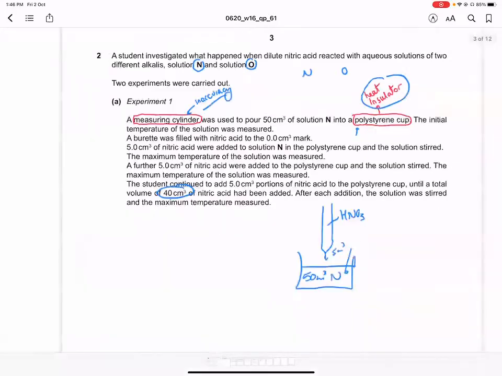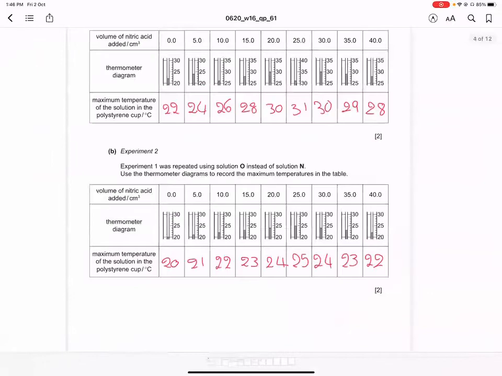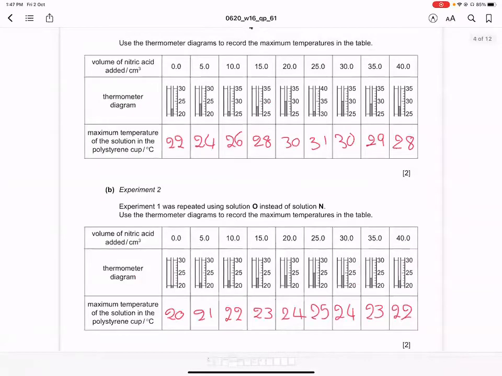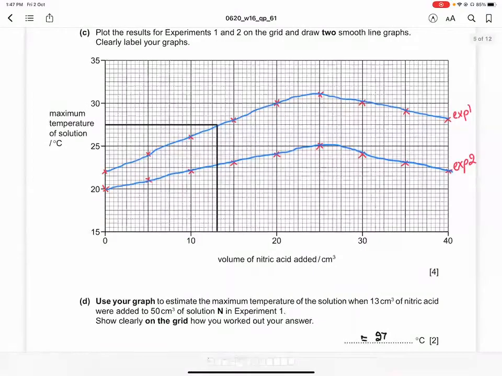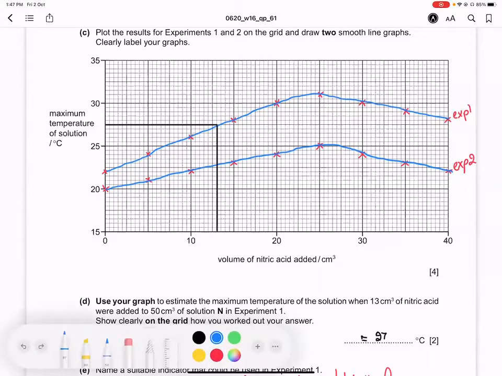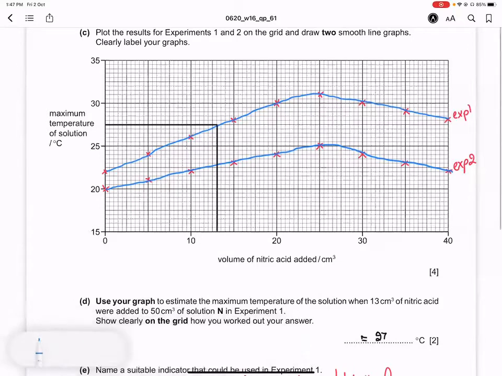The next page, he's asking you to take the readings. I'll leave it for a second to check. These are the readings. And then this is the graph. I tried to do it as accurate as possible. This is the graph. The labeling is for a mark, experiment 1 and experiment 2, and the plotting is for 3 marks. Each incorrect plot deducts a mark.